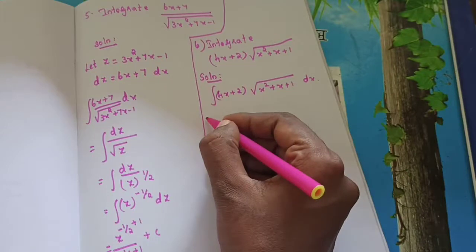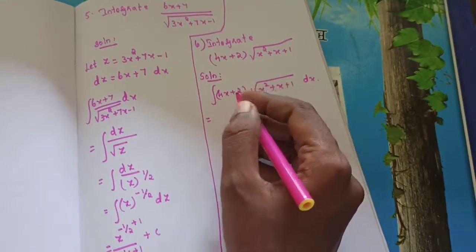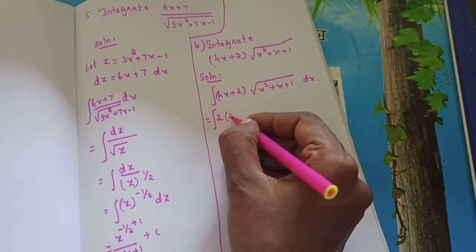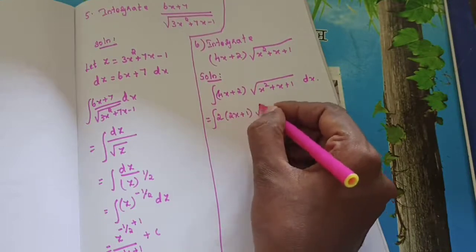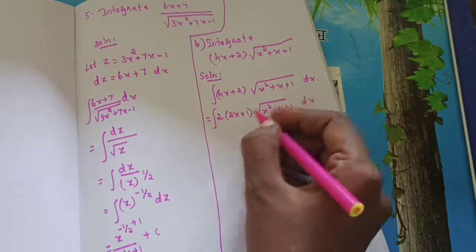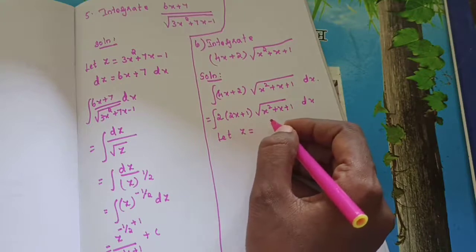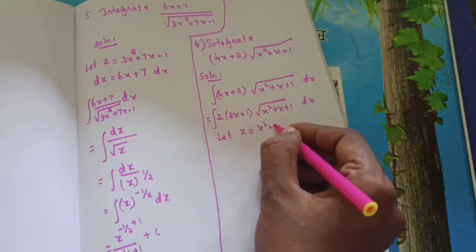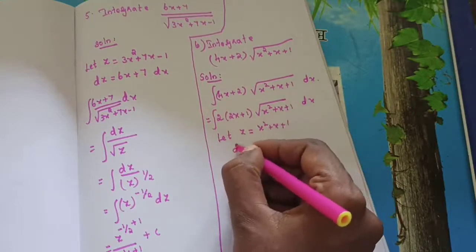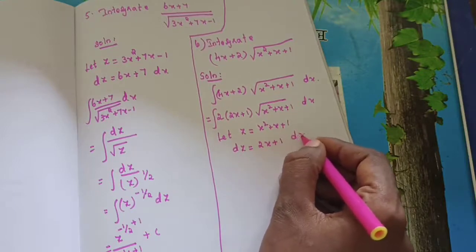So that's equal to, shall I take the 2 outside from here? 2 is common, so we can take 2 outside. So what will happen? 2 into (2x plus 1) square root of x square plus x plus 1 dx. Then we can consider let z is equal to x square plus x plus 1. The bracket inside value I am taking as z. So what's the value for dz? 2x plus 1 dx.